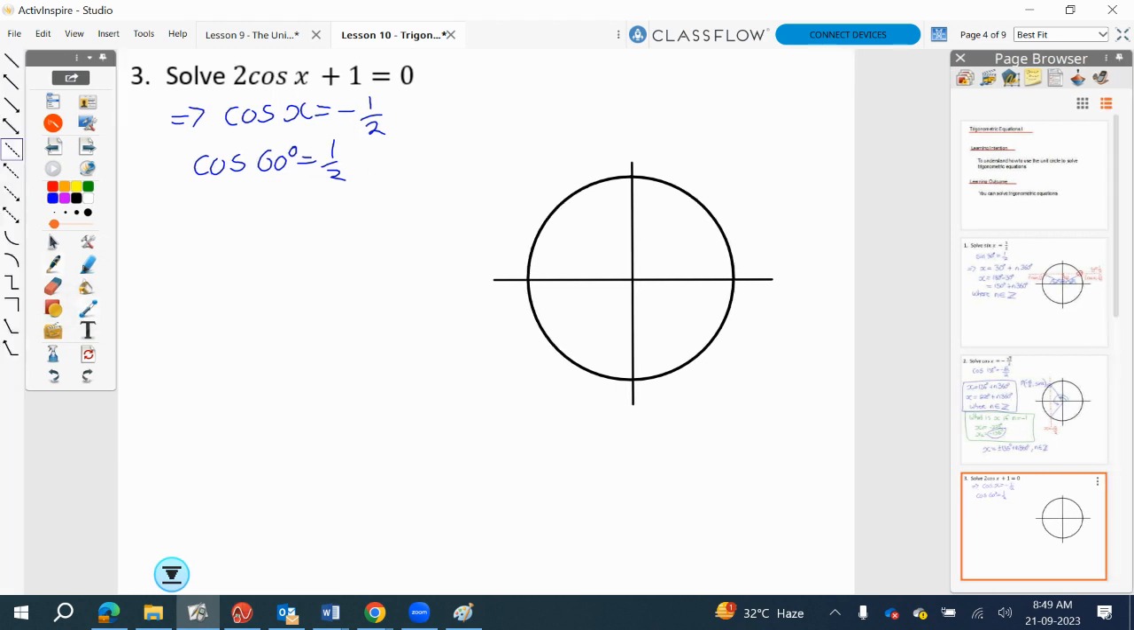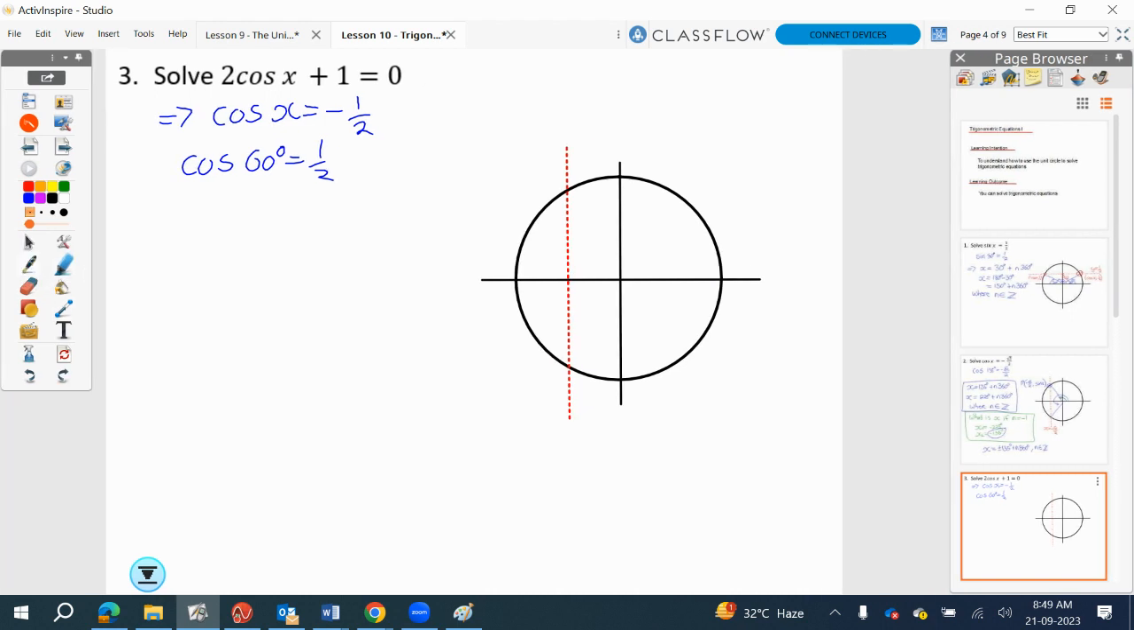So first up, this is minus a half, and it's cosine, so we get a vertical line. We get x equals minus a half here. So the angle there is, we know, 60 degrees. If we're going 60 back from 180, we're going to get to 120. So we can say that x is equal to plus minus 120 degrees plus n 360, where n is an element of the set of integers.